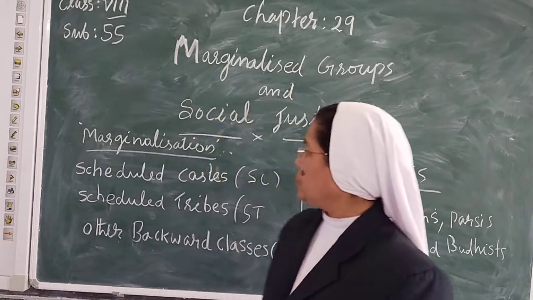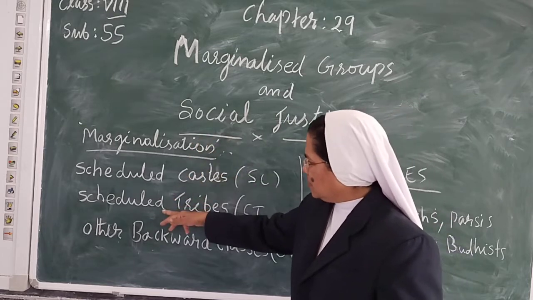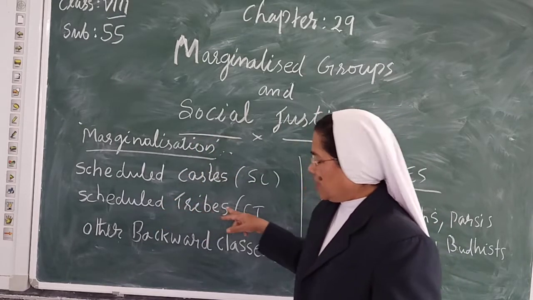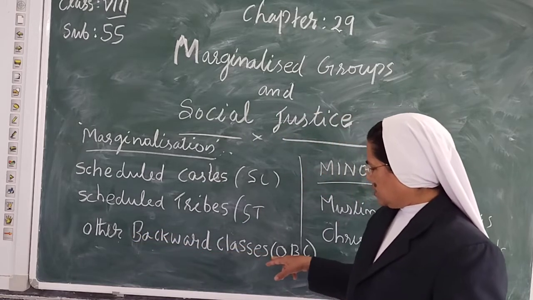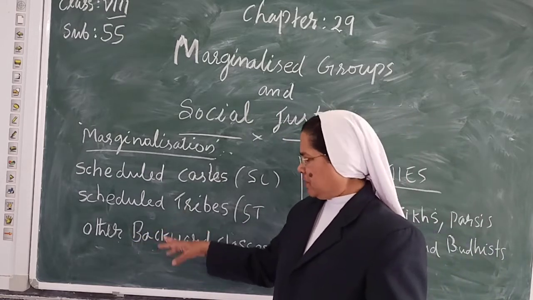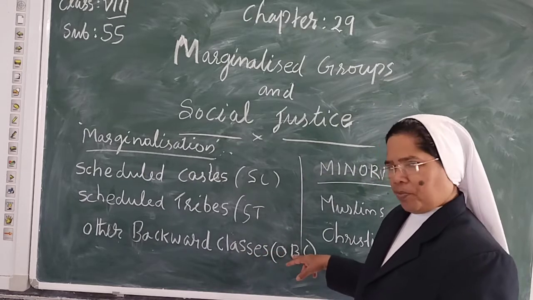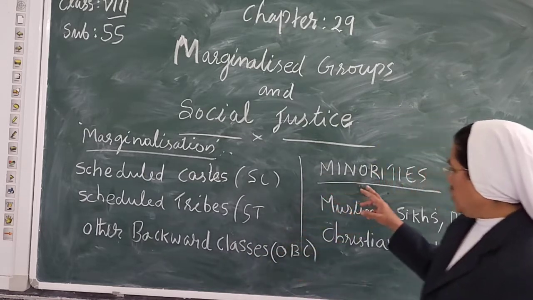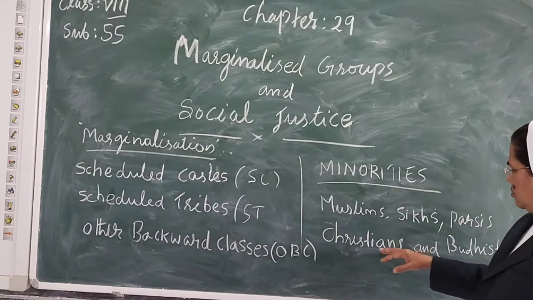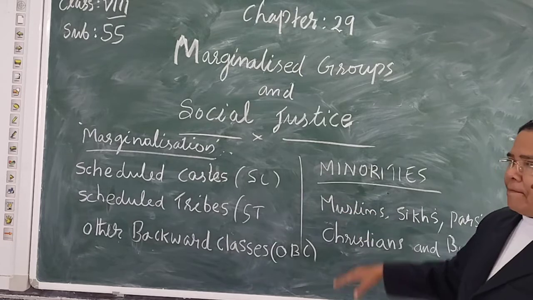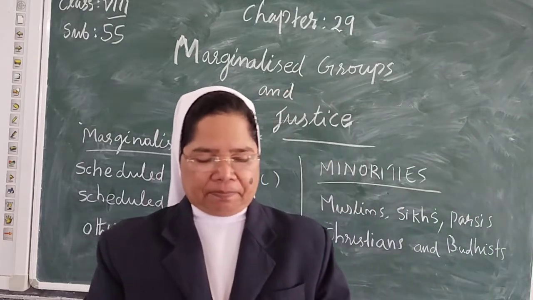Which are they? First is the scheduled castes, marginalized. Some are scheduled tribes, ST groups, and other backward classes. Other backward means there are some different religions. O, B, C. Then minorities: there are Muslims, Sikhs, Parsis, Christians, and Buddhists. They are the minorities. This is how we are dividing them.